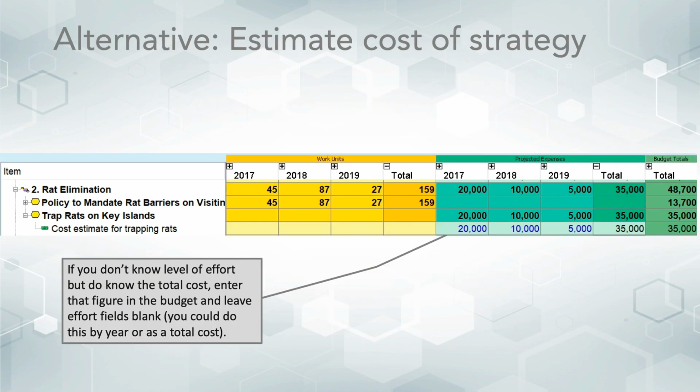Sometimes we know how much a strategy or activity costs, and we don't need to go through the steps of assigning people and hours to the strategy or activity. Instead, we can just estimate the total cost. In this example here, the team plans to contract a company to eliminate rats. That company provided them with a quote indicating the total will be $35,000, with the bulk of the expenditure happening early on. So in this case, the planning team doesn't need to detail out the level of effort. They can just put the monetary costs in because they have that direct quote from that company.